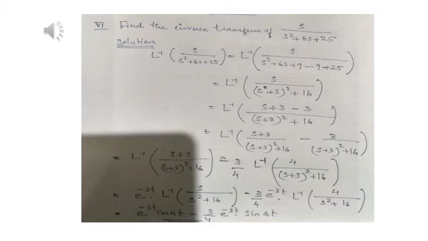So that is 3/4 into, here we get s+3 by already applying the shifting property. So the answer is e raised to minus 3t into L inverse of 4/(s² plus 16). Now 4 by (s square plus 16) we know it is sin 4t. So we got the final answer as e raised to minus 3t into cos 4t minus 3 by 4 into e raised to minus 3t sin 4t.